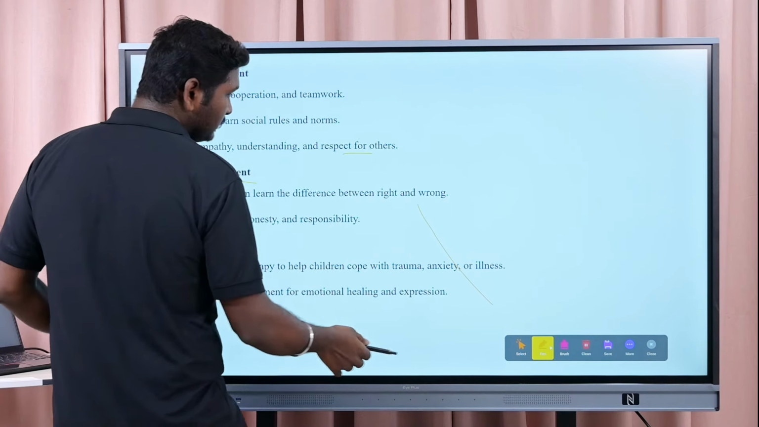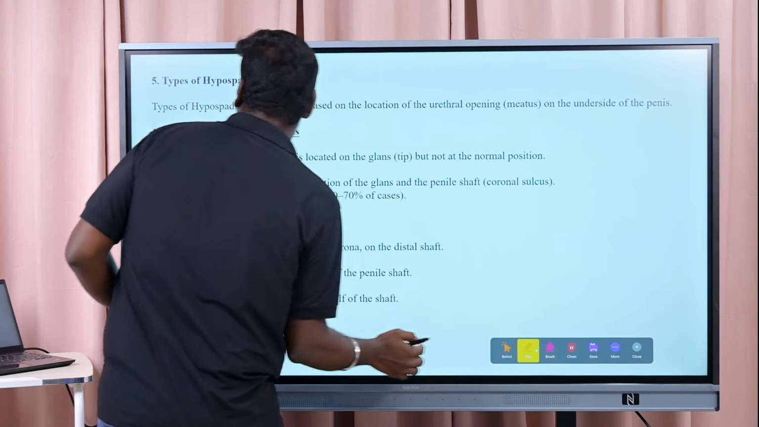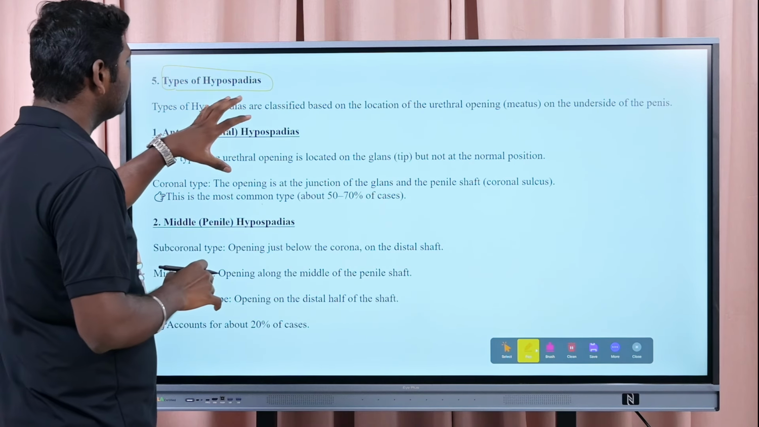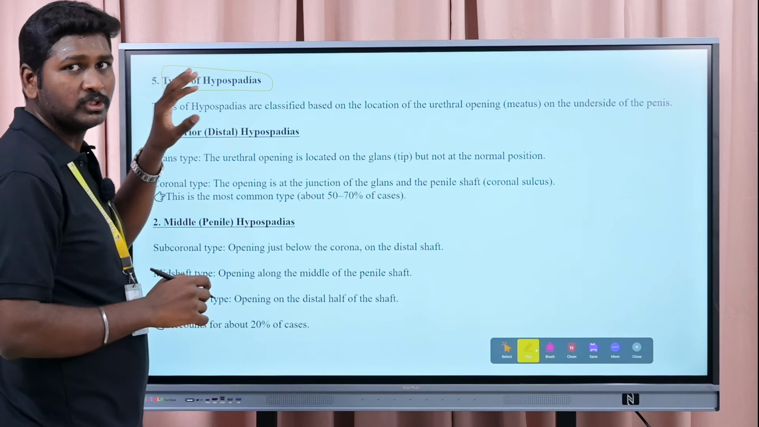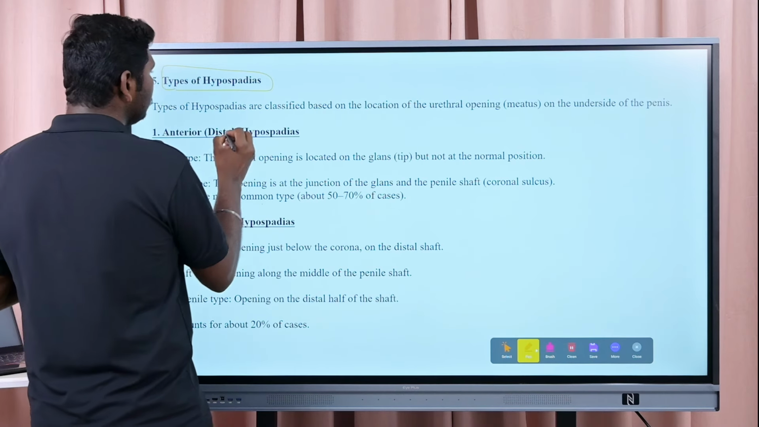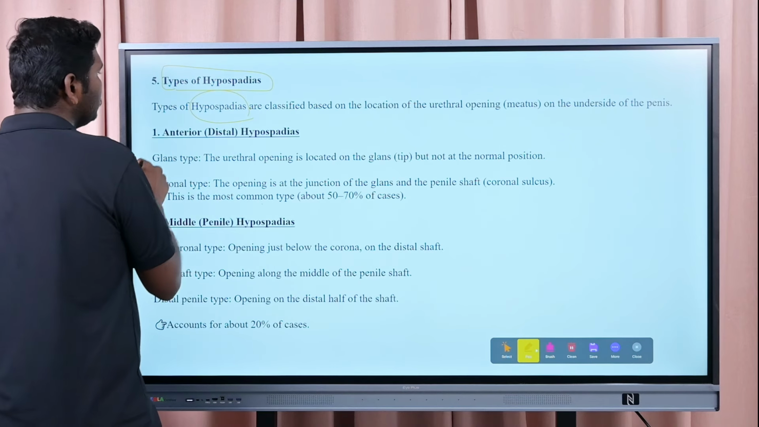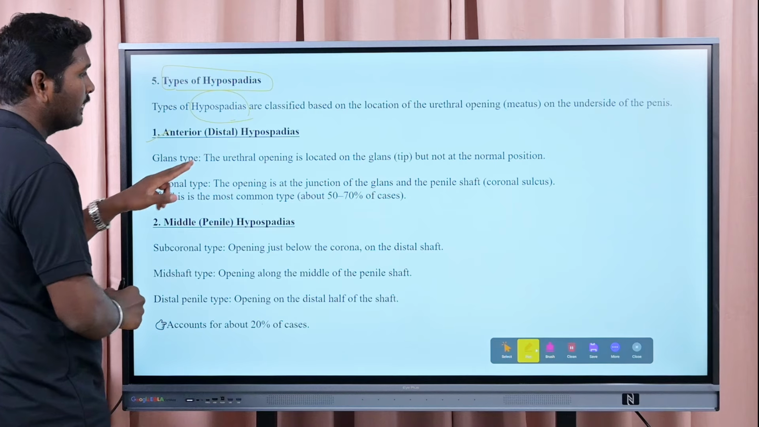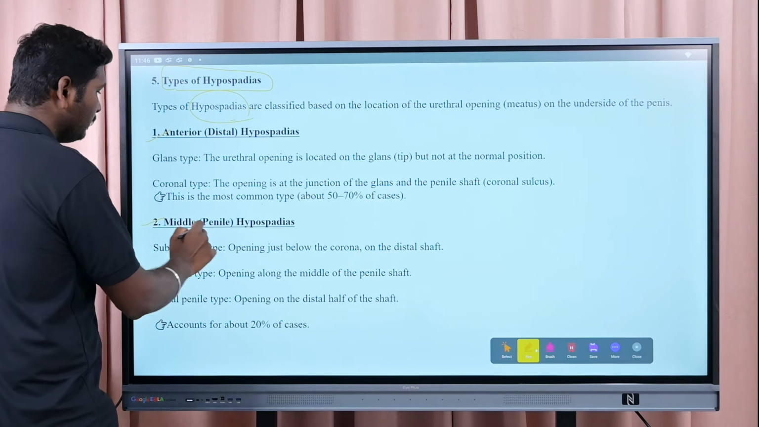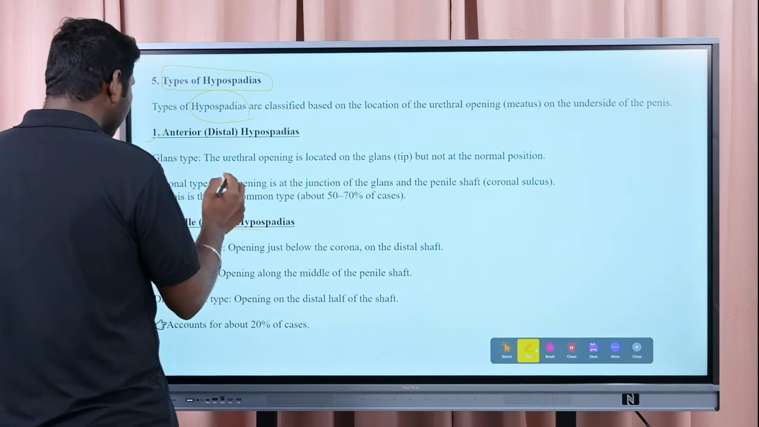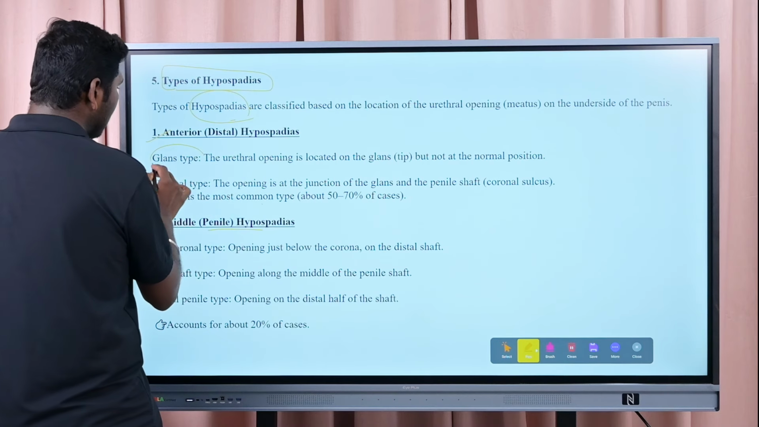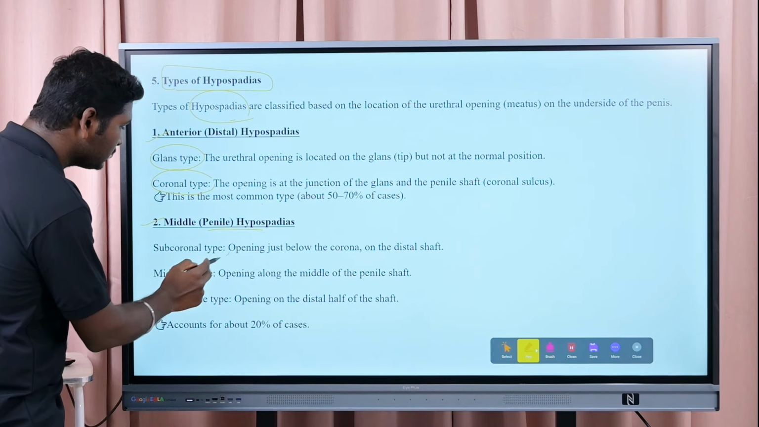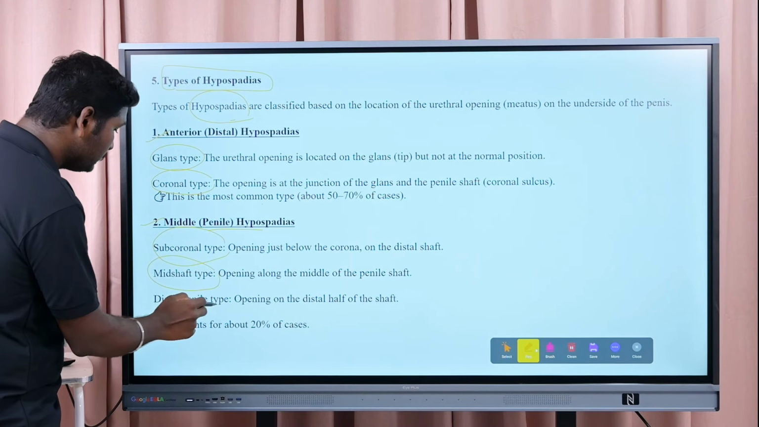And next is the types of hypospadiasis. Again, it is a genitourinary disorder. Always when they ask a direct question, you have to go from general to specific. First write the definition of hypospadiasis, and then go one by one through the types. What are the types of hypospadiasis? Anterior, which is also called distal hypospadiasis. Middle, or penile hypospadiasis. Again, in this there are multiple types. In anterior there is a glans type and coronal type. And in the middle or penile hypospadiasis, there is the subcoronal type, midshaft type, and distal penile type.